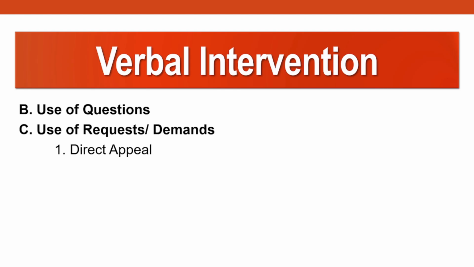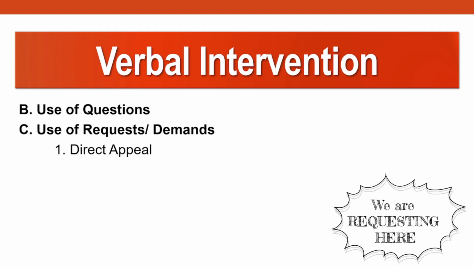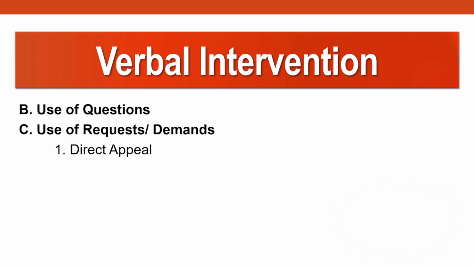For example, a student is using their phone during class. You calmly say, please put your phone away so we can continue. This direct but polite request clearly communicates your expectation, making it easy for the student to comply without feeling singled out. Next on our list is explicit redirection.